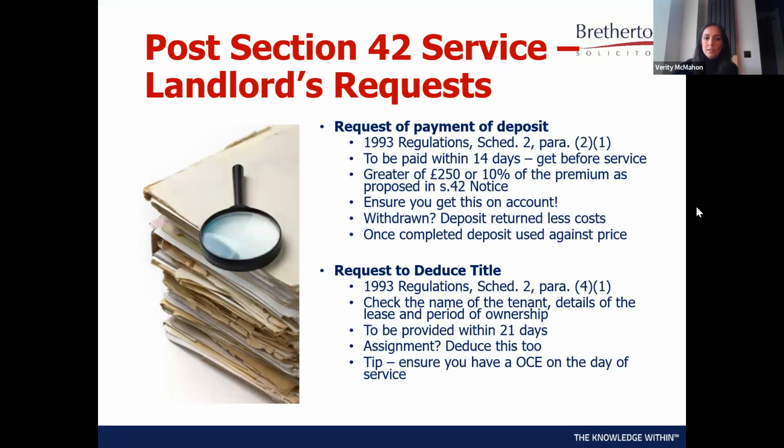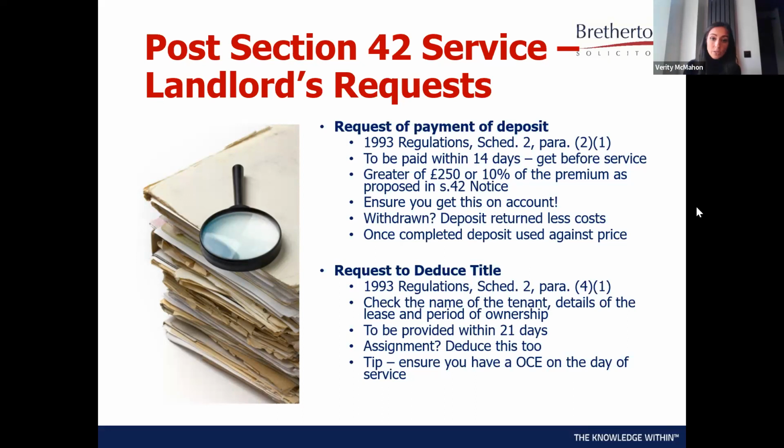Once the notice of claim has been served and hopefully validly served, there are various things that your landlord can request between the Section 42 notice going and their response in the Section 45 counter notice. They can request a payment of deposit, which I've just touched on. That has to be paid within 14 days, and it's 10% of the premium, or a minimum of £250.